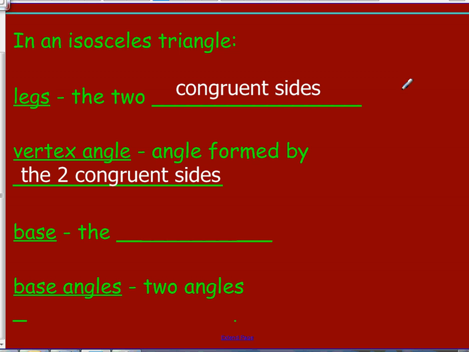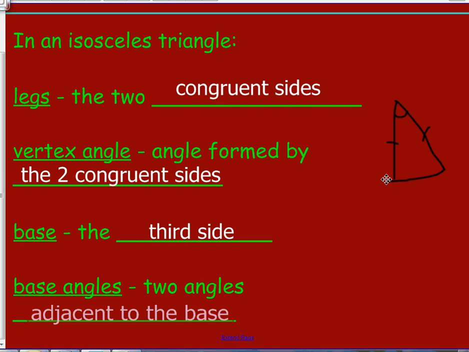So for example, if I have an isosceles triangle, and these two are my legs, they're my congruent sides, this right here is considered my vertex angle. And then there's a base, which is the third side, this part down here. And then we have base angles, which I'm sure you can guess are the two angles that are adjacent or next to the base. So this one and this one.